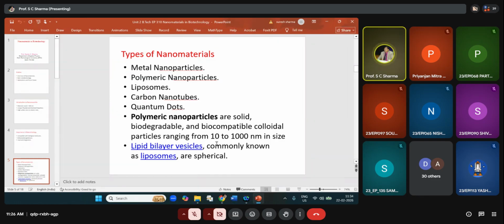Types of nanomaterials: metal nanoparticles, we can say gold nanoparticle, silver nanoparticle, polymeric nanoparticle, and liposomes have already explained. Then carbon nanotube, classification of carbon nanotube, single wall, multi-wall, properties of carbon nanotube. Okay, electrical, thermal, electronics, all these properties. Then quantum dot, again properties. And this one, polymeric nanoparticle.